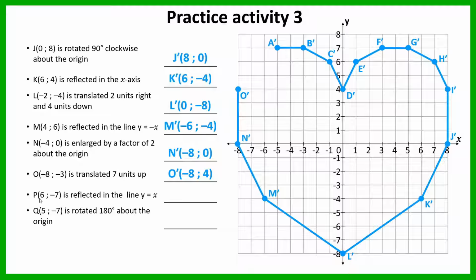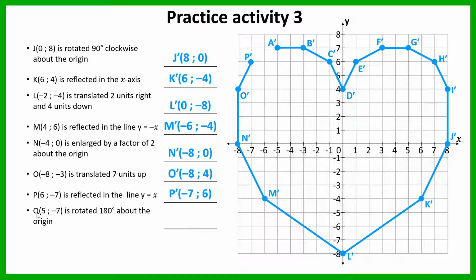Now I have the point P, 6, negative 7. So that's this point over here. I need to reflect it in the line y equals x. So I'm going 1, 2, 3, 4, 5, 6 and a half diagonal blocks. 1.5, 2.5, 3.5, 4.5, 5.5, 6.5 diagonal blocks. So the point that I'm going to get over here is going to be negative 7, 6 for P prime. Negative 7, 6. So I go and plot that, and I get that, and then I join it up.